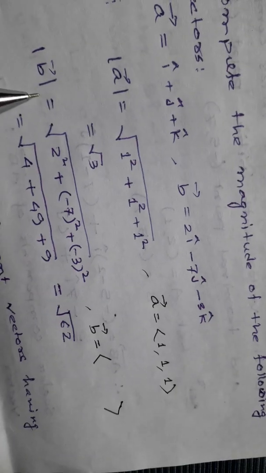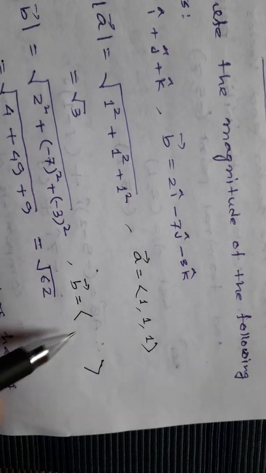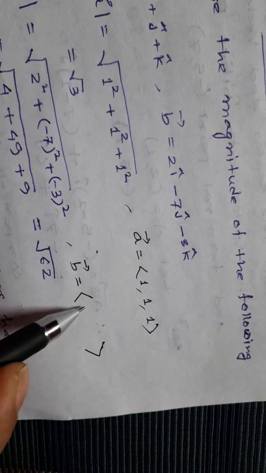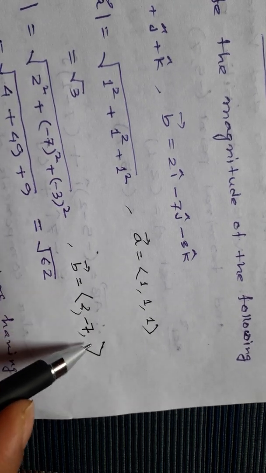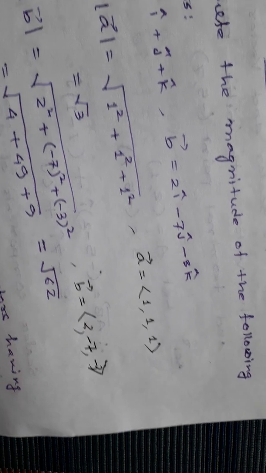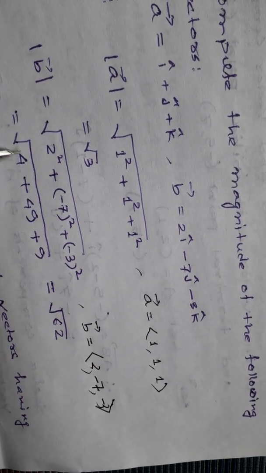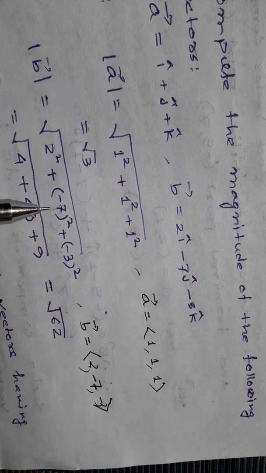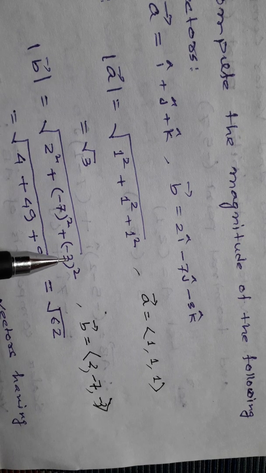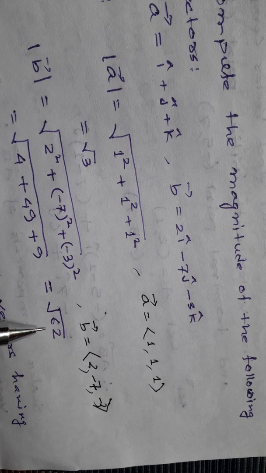Magnitude of vector B: the scalar components of the vector B are 2, minus 7, minus 3. So magnitude of the vector B will be root 2 square plus minus 7 square plus minus 3 square, which is equal to root 62.